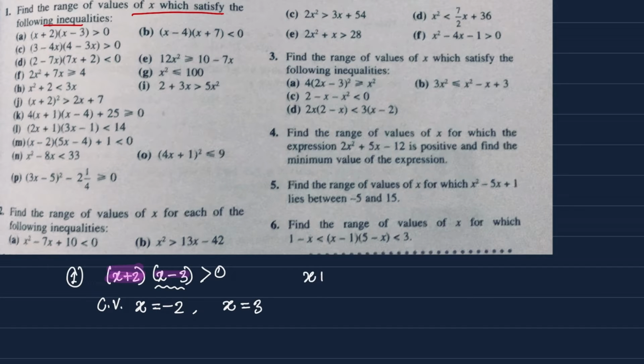If we consider x minus 3 is equal to 0, then we get x is equal to 3. These parts can be done mentally without really writing down on paper. So there are two critical values, x is minus 2 and x is 3. So what will be the range?